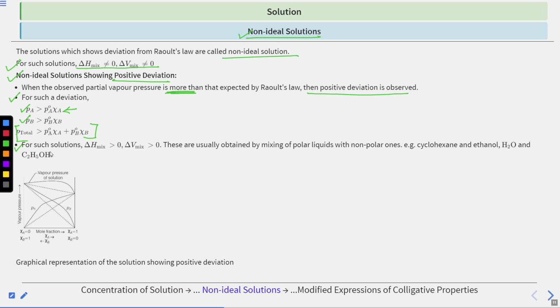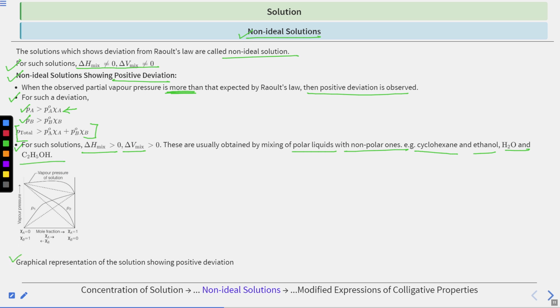For such solutions, ΔH mix and ΔV mix are positive, greater than 0. These are usually obtained by mixing polar liquids with non-polar ones. So when polar liquids are mixed with non-polar ones, we get non-ideal solutions which show positive deviation. Examples of this type of solution are cyclohexane and ethanol, and H2O and ethanol.